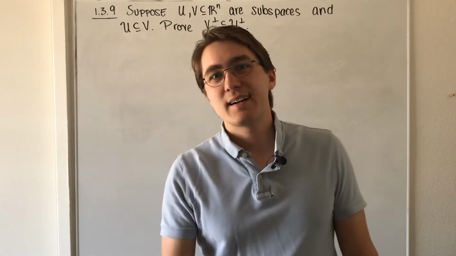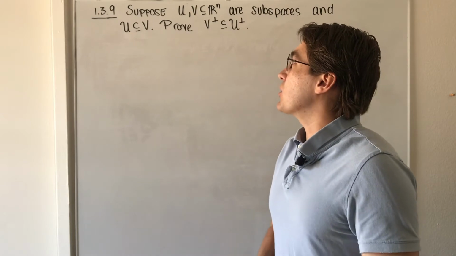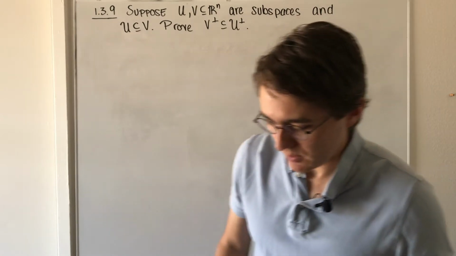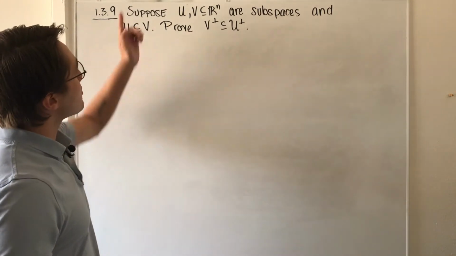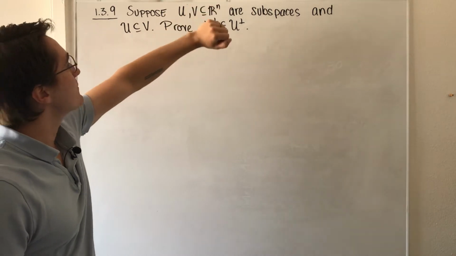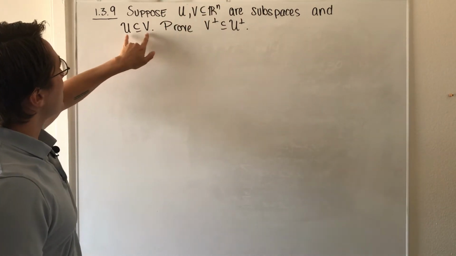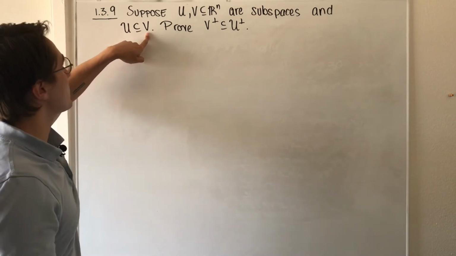All right, welcome back. We're doing Shifrin's Multivariable Mathematics, and we're looking at 1.3.9 today, which is Chapter 1, Section 3, Problem 9. So we want to suppose that we have two subspaces U and V of Rn, and we want to suppose that U is a subset of V, right, or a subspace of V, right?